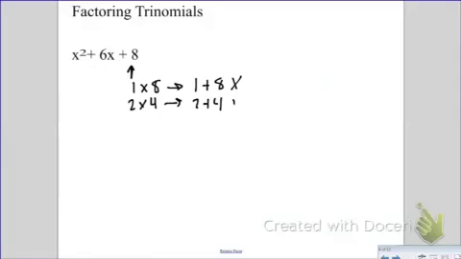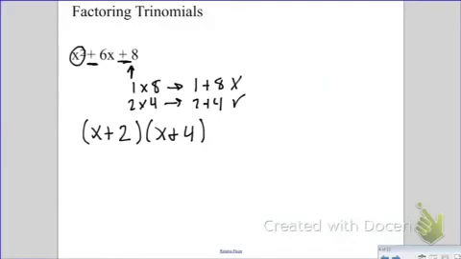Well, this one doesn't work. This is the one I want. So 2 and 4 are going to go into my factors. So we write 2 sets of parentheses, 2 and 4. The way to get a positive 6 and a positive 8 is to have both positive numbers. And then how do you get x squared? With x times x. If you want to check to see that you factored it correctly, you can go ahead and try to FOIL, and you should end up with the problem you started with.